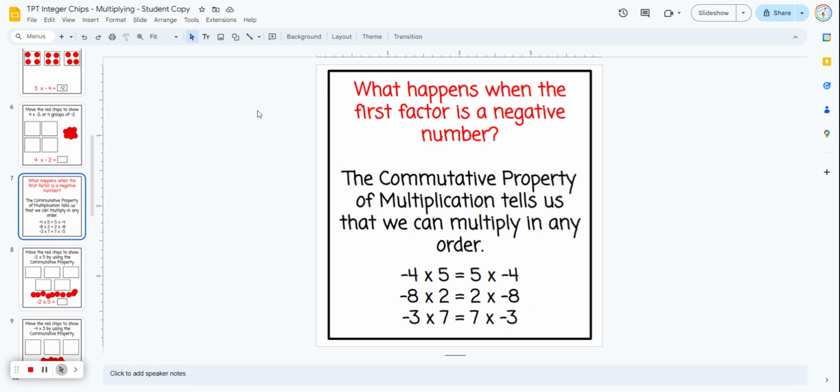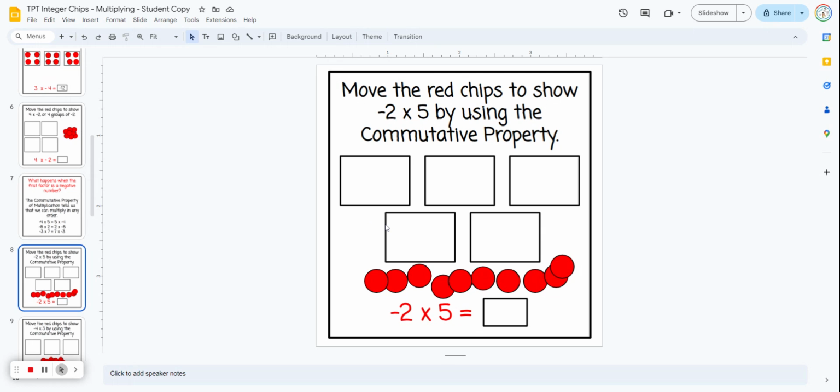Now the next slide explains to the students what happens when the first factor is a negative number. Well, we can't have a negative number of groups. So we're going to use the commutative property, and that tells us that we can multiply in any order. So if we have negative 4 times 5, we can just switch the numbers. That's the same as 5 times negative 4, or 5 groups of negative 4. So we just want to switch the numbers if that first number is negative.